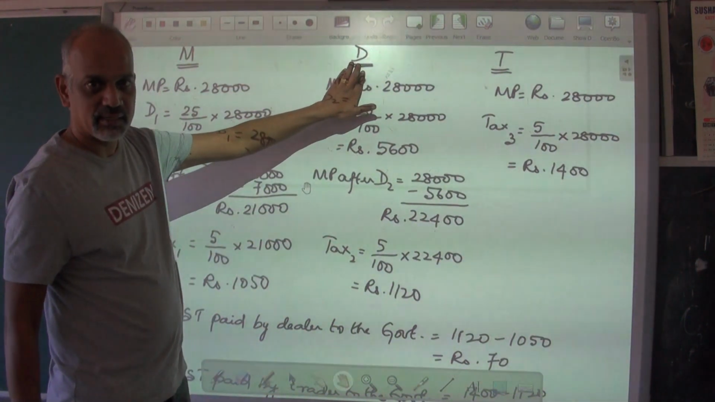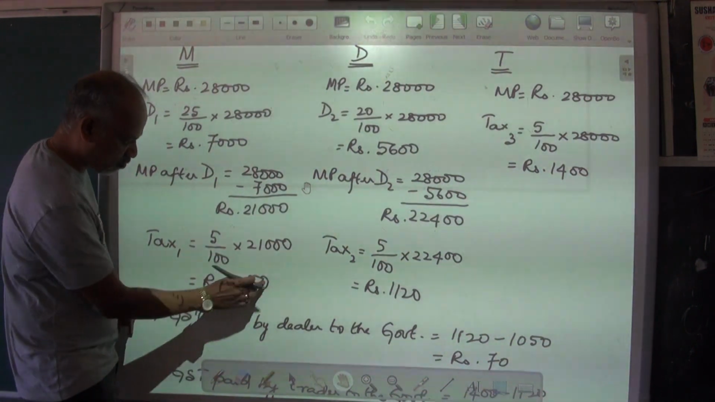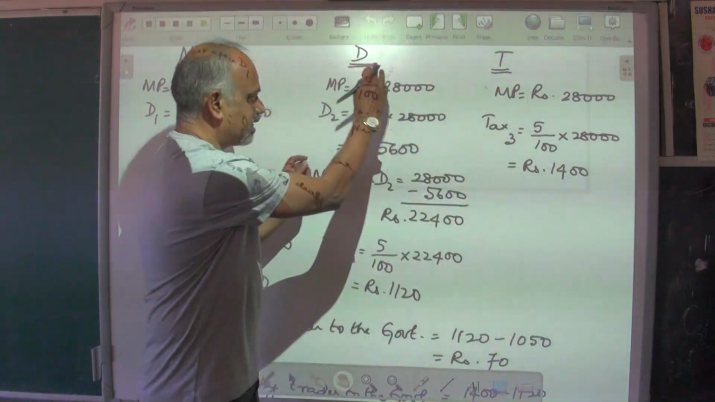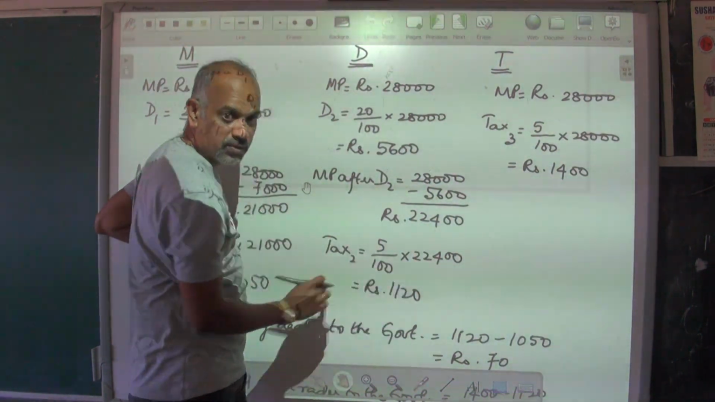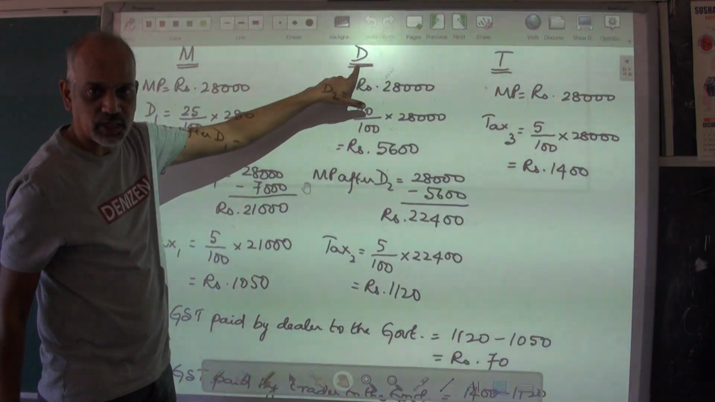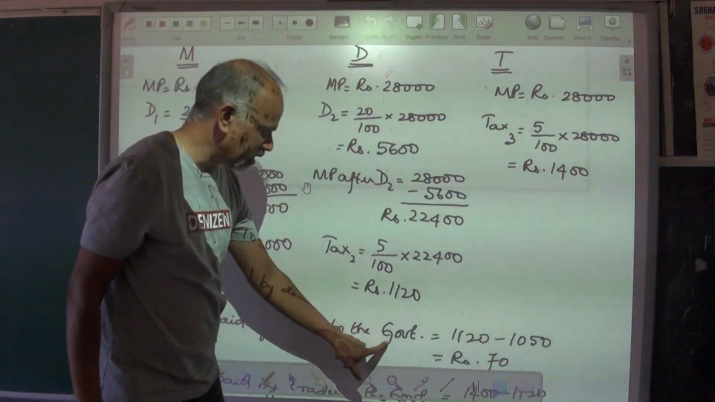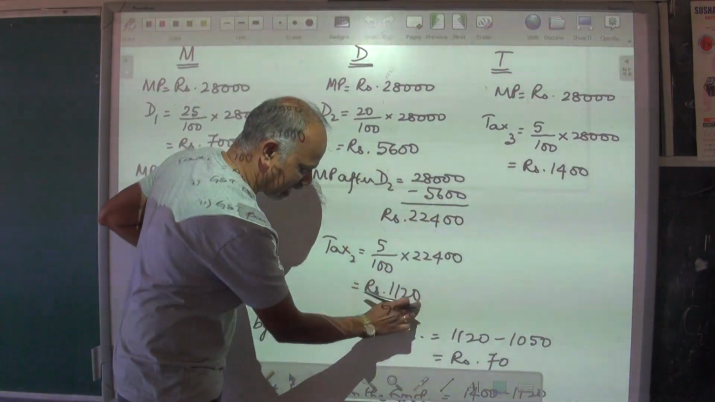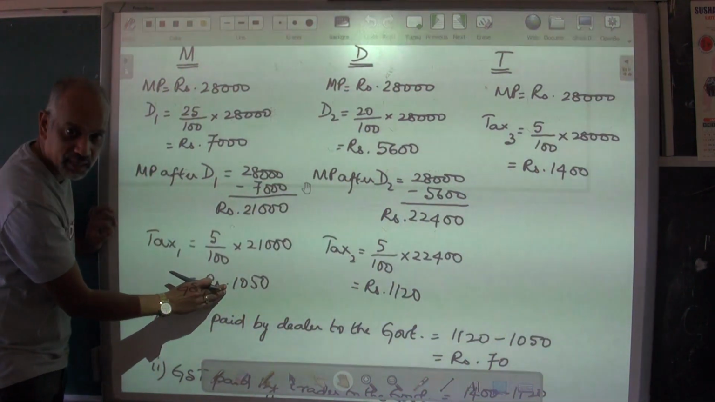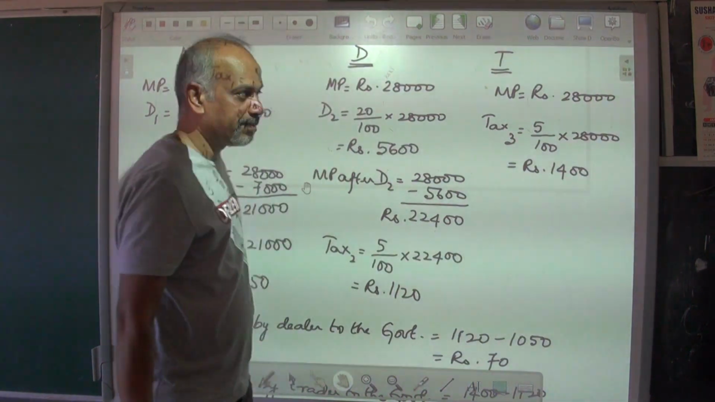Let's consider the dealer. The dealer bought it from the manufacturer. He paid a tax of 1050. But when the dealer sold it to the trader, he collected a tax of 1120. The difference between these two is the GST that the dealer has to pay. So the GST paid by the dealer to the government is what he has collected, that's 1120, minus what he has already paid, that's 1050, that gives you rupees 70.